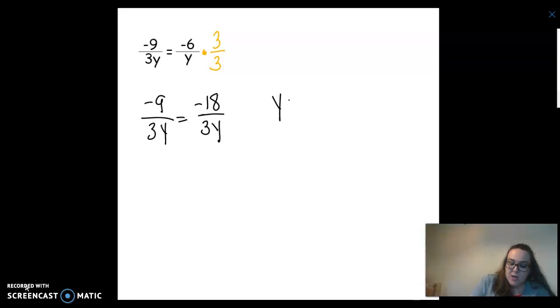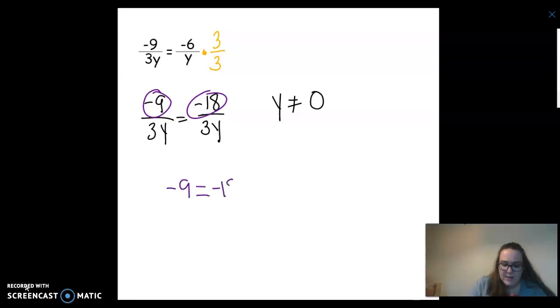Right here, what can y not equal? Well, y cannot equal 0. My denominators are equal. If I try to set those numerators equal, -9 equals -18. Is that possible? Well, hopefully you said, nope, that is not possible at all. -9 cannot equal -18. I didn't even get a value for y, so no solution. Okay.